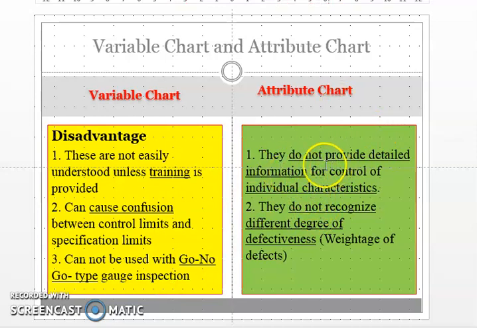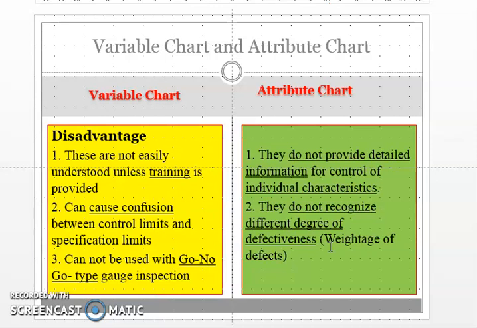What is the disadvantage of an attribute chart? The first disadvantage: it does not provide detailed information for control of individual characteristics, and it does not recognize different degrees of defectiveness, that is, the weightage of a defect. This is an important part which may be asked in the examination: what is the difference between variable chart and attribute chart?